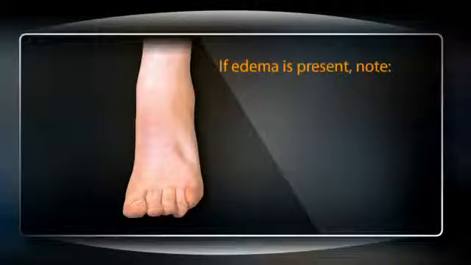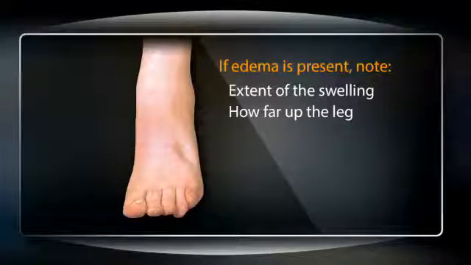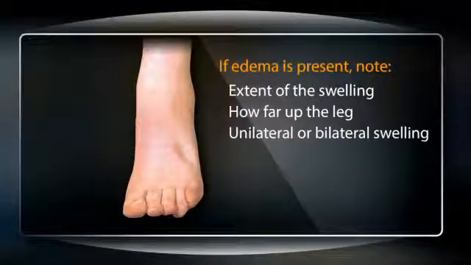Normally, there is none. The severity of edema is graded on a 4-point scale, from slight to very marked. This example illustrates a 3+ pitting edema. If edema is present, note the extent of the swelling and how far up the leg it goes. Note if the swelling is unilateral or bilateral.